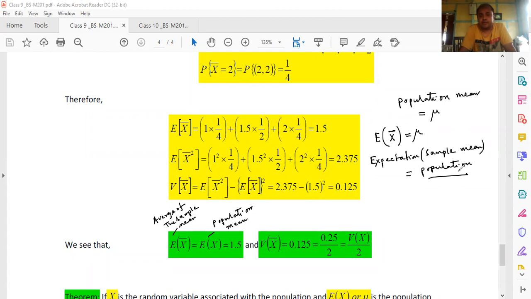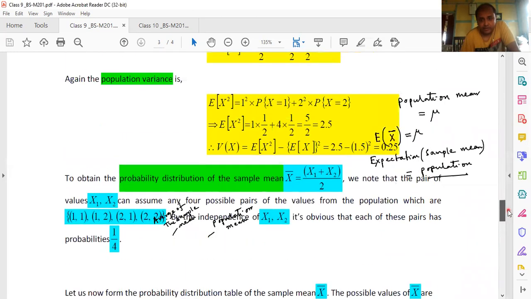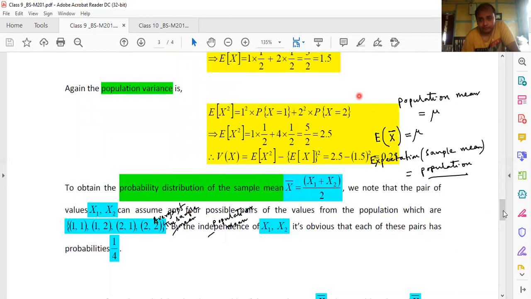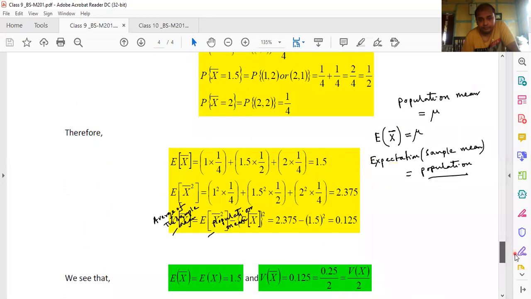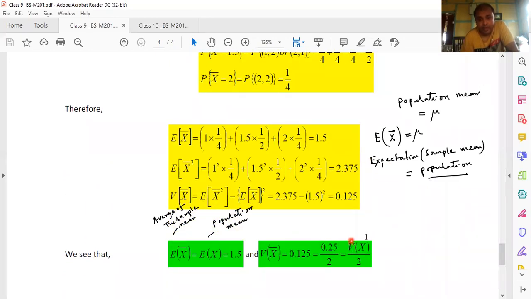So let us finish the problem first of all. What about variance? Carefully observe, you calculated the variance of X to be, let me check, the value of the variance of X was 0.25. Now, variance of X is not directly equal to the variance of X bar, but when you divide the variance of X by the sample size, which is 2, then the two values are the same.